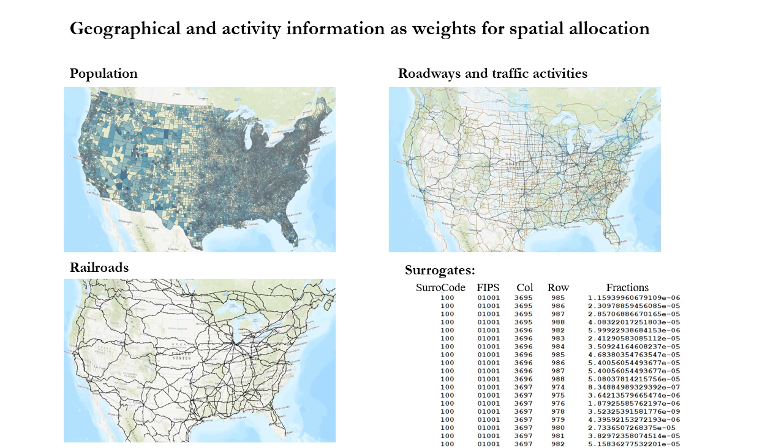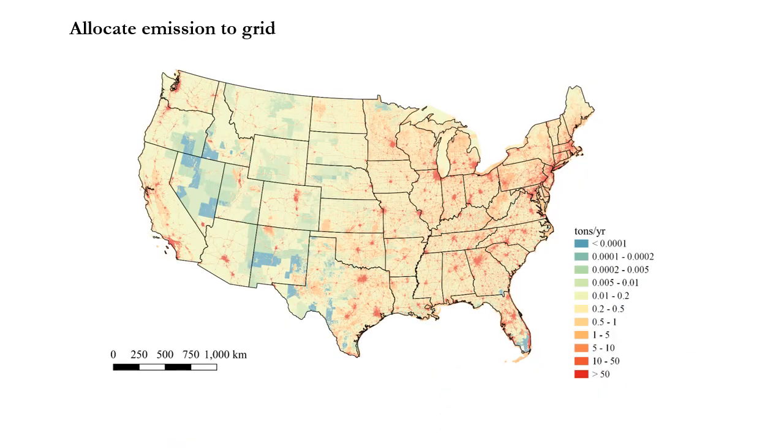A total of 108 spatial surrogates were prepared, including 12 U.S. census-based surrogates, 24 transportation surrogates, 17 land cover surrogates, 20 surrogates for building footprints, 23 surrogates that describe oil and gas well production, 6 surrogates for shipping and ports, and 6 for other industrial and commercial activities. Here we show the grid emission after spatial allocation.